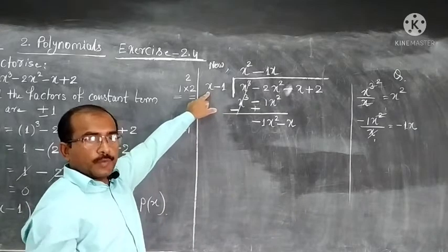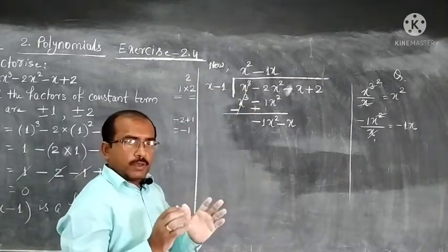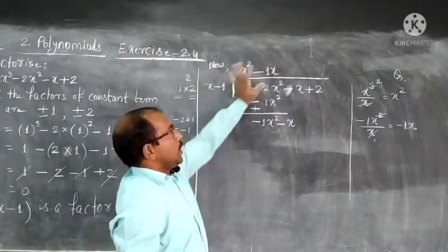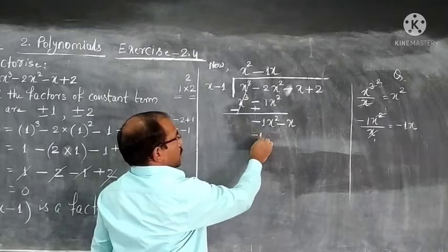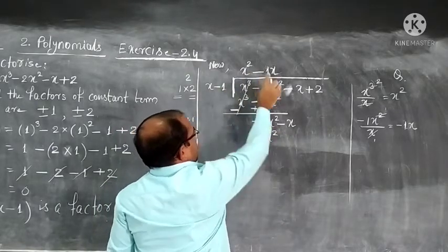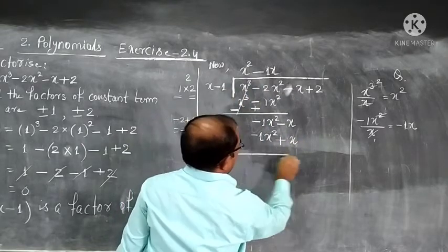Now what do we do? We will multiply. Same work we are doing at every step. A little we need to be careful, only that much is needed. x into minus 1 x. So minus 1 x into x square, minus minus will be plus 1 into 1, 1 x.